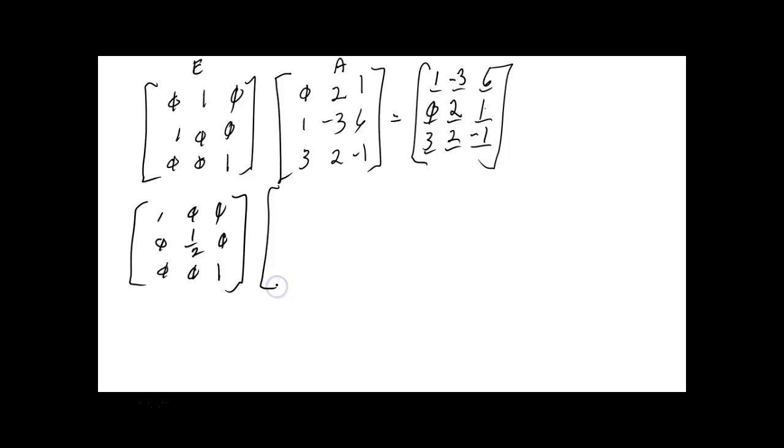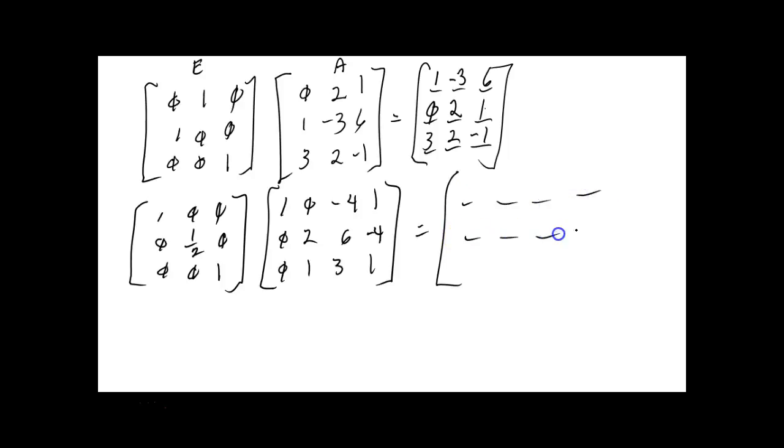Okay? What if we multiply this by an A here, which is 1, 0, negative 4, 1, 0, 2, 6, minus 4, 0, 1, 3, 1. Okay? Wait a minute. Can your A be a rectangular matrix? A can. E can't. E has to be square. But you can multiply by anything that works. Will this work? 3 by 3 by... Yes, it'll work. 3 by 4, that'll work. What will be the size of the answer? 3 by 4. Okay. So let's go to it.